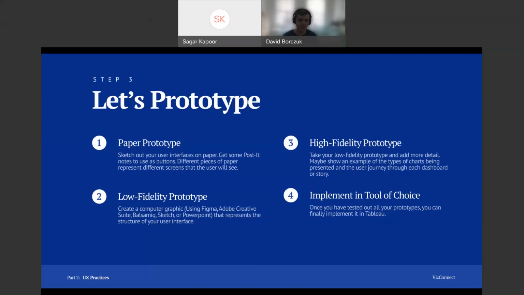Then you want to transition from a low fidelity prototype to a high fidelity prototype where it's a lot closer to your end product. In fact, it's almost identical. And when you test this with the end user, they're expecting that the high fidelity prototype is going to be very, very similar to what you're building in Tableau. Which leads me to number 4, you want to implement the tool of your choice. Once you've tested all your prototypes, you can finally implement it in Tableau.